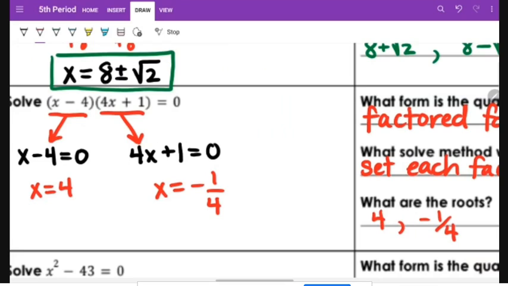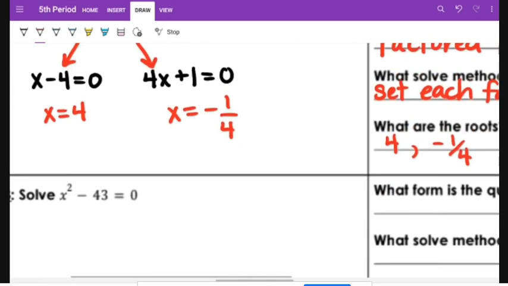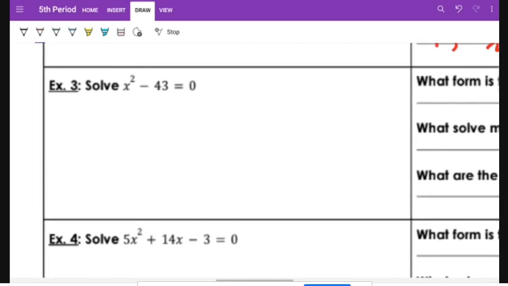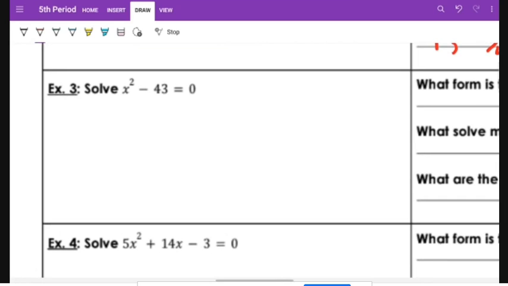Okay, most of these will have two answers. We often have two answers with our quadratic equations. Take a look at example 3. Example 3 tricked some people.